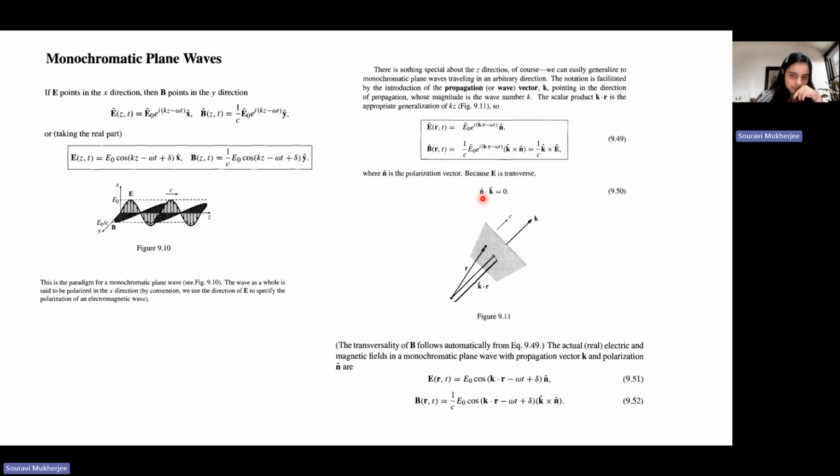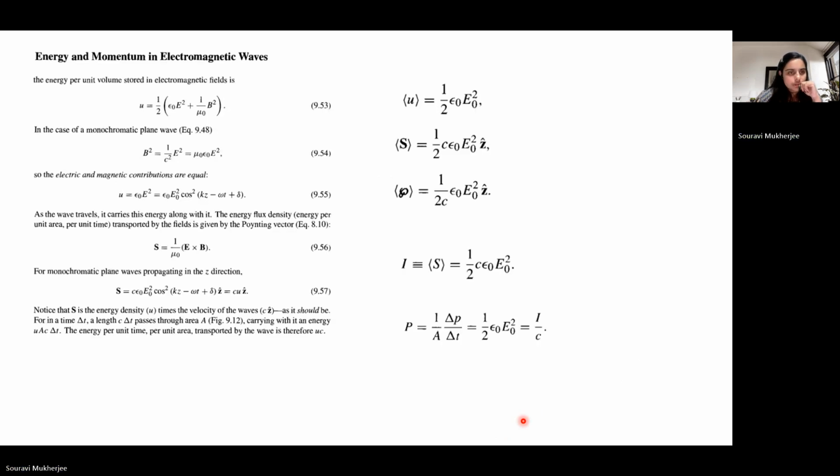So n cap dot k should always go to 0. Okay, so in a very general way, this is how a monochromatic plane wave with some propagation vector k and polarization vector n would look like. So these are all the different expressions for energy per unit volume.